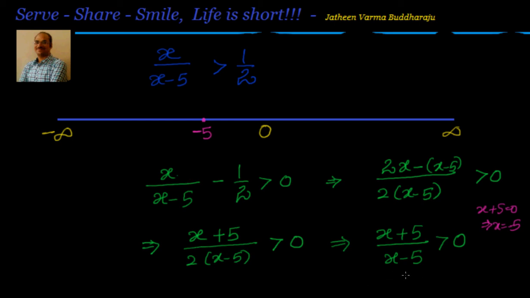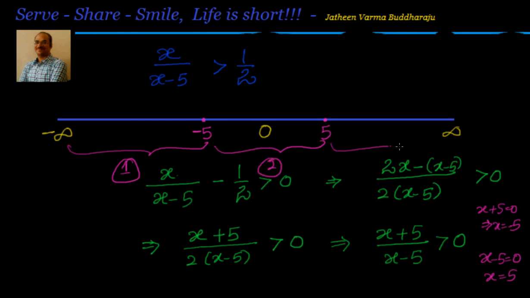Okay, right. Now the other one is x minus 5 equal to 0. That means x equal to 5. So let us say this is 5. So minus 5 and 5 are critical points. Now you know again it's divided into 3 parts. This is first part, second part and third part.